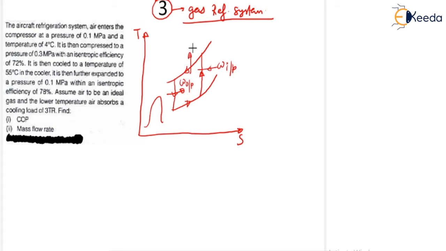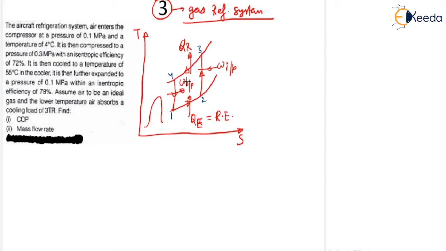And this is your cooler. From here heat rejection occurs. And this is your refrigerator. From here heat extraction is going to occur. And this is your refrigeration effect. So this is your standard cycle, and this is the nomenclature for this cycle.